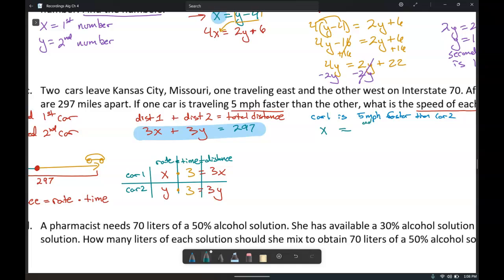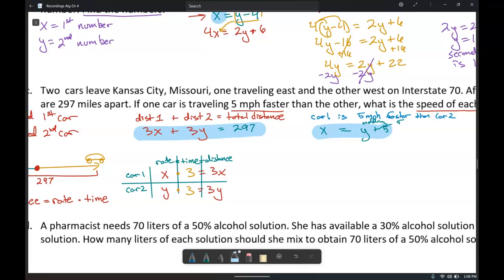Well, the speed of car 1 is x, equals 5 miles per hour faster. We're adding 5 to car 2. So the speed of car 2 is y, and we are adding 5 to that. So now we have our second equation, x equals y plus 5. So we're given a system.